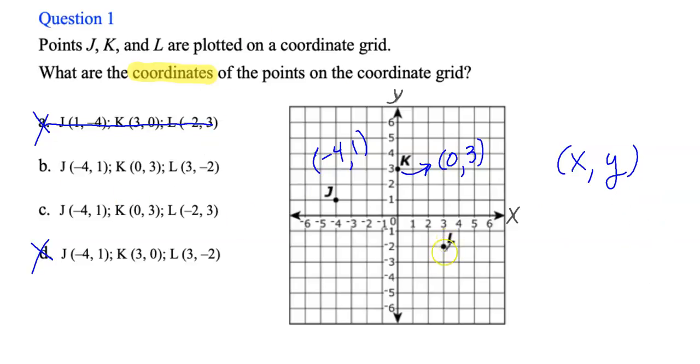What's the coordinate of point L? Start here. I need to move 3 units in the x direction and -2 units in the y direction. So it's 3, -2, right? 1, 2, 3. To the right, so +3, down 2, 1, 2, so -2.